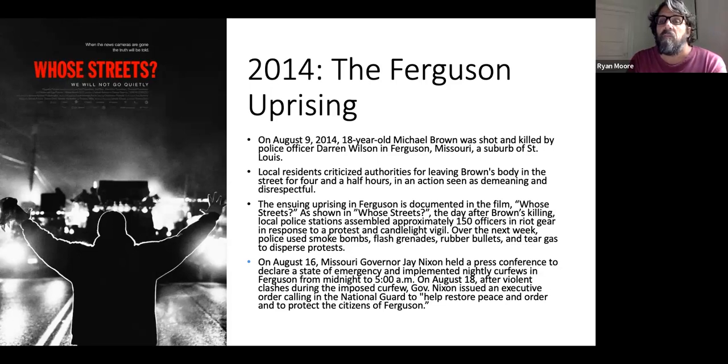The uprising that follows that is what's documented in the film Whose Streets. As shown in Whose Streets, the day after Brown's killing, local police stations assembled approximately 150 officers in riot gear in response to a protest and candlelight vigil. Over the next week, police used smoke bombs, flash grenades, rubber bullets, and tear gas to disperse protests.